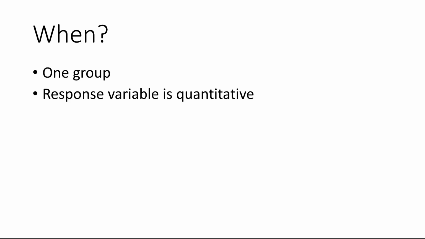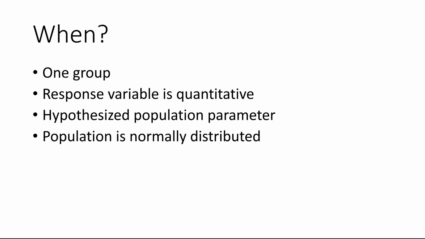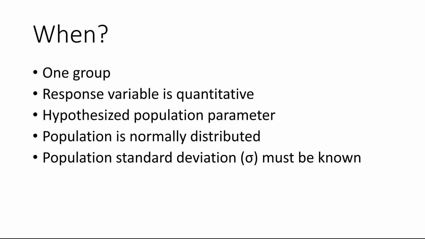What you're wondering now may be when. When do we use a one-sample mean z-test? Like the one-sample mean t-test, we use the one-sample mean z-test when we have data for one group, when the response variable is quantitative, and when we have a hypothesized population parameter. What is different with the z-test compared to the t-test is that we need to know that the population is normally distributed, and the population standard deviation, denoted by sigma, must be known.